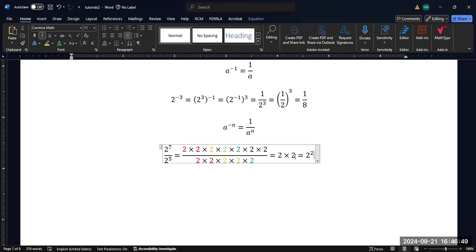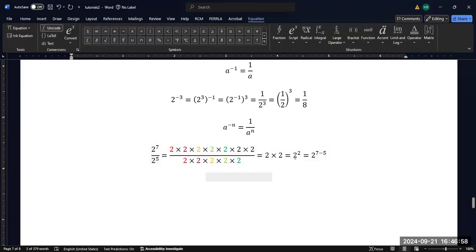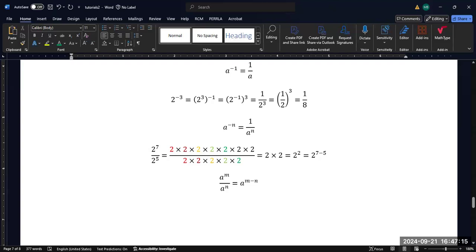And what that is equivalent to is 2 to the exponent on top minus the exponent on the bottom. So again, our general rule is that a to the m divided by a to the n is going to be equal to a to the m minus n. So division, again, is represented in exponent notation as subtraction in our exponents.